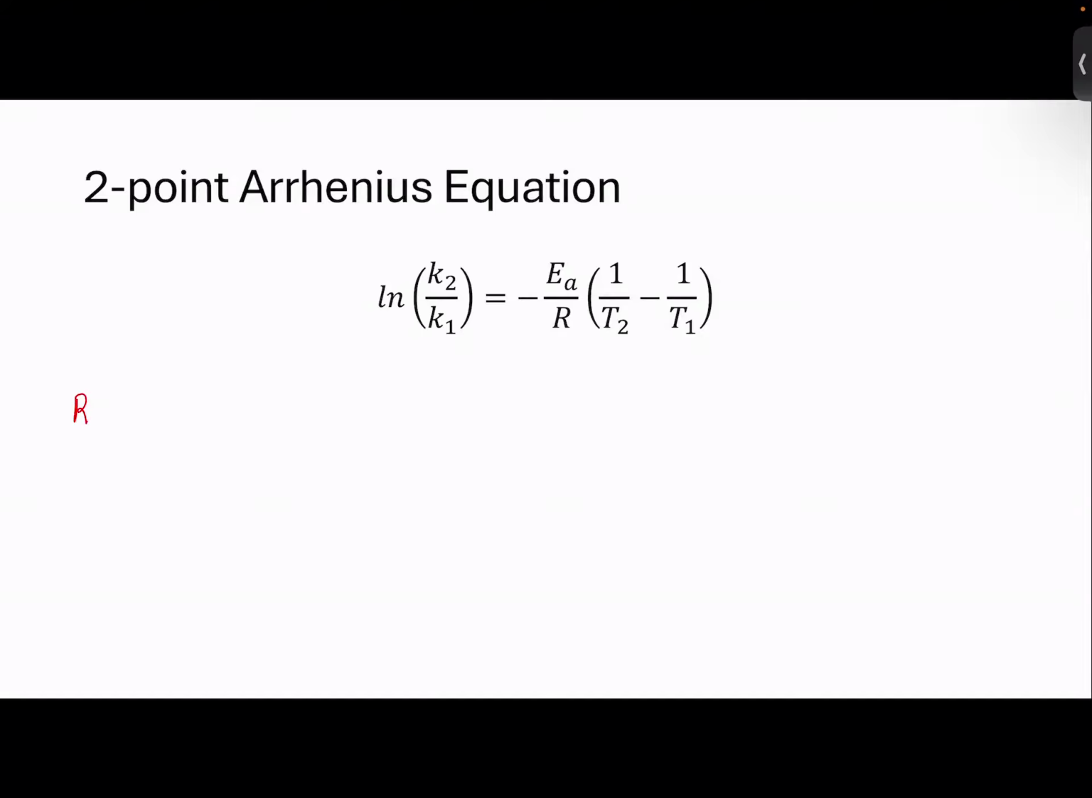As always, R is the dictator. It is telling you what the units of the temperature must be in, and it is telling you what the unit for E sub A must be. E sub A must be in joules, and the temperature unit must be in Kelvin.